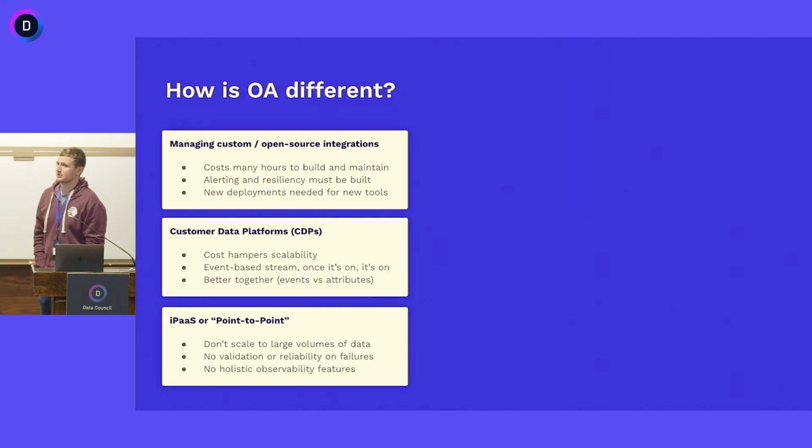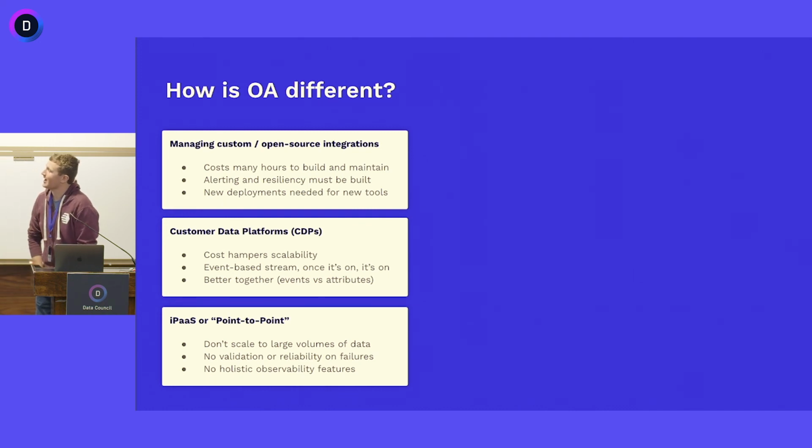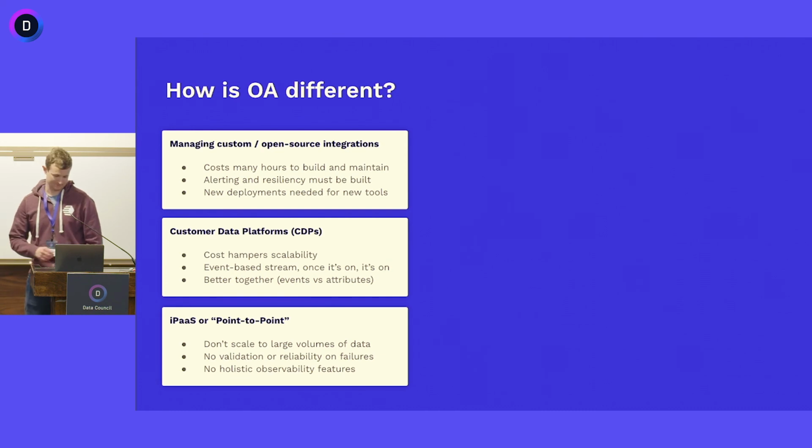Often costs will scale as data volumes scale. As your customer base grows, the cost for a CDP often grows proportionally to the growth rate of your customers, almost penalizing you for being successful. And then iPaaS, or point-to-point, follows a similar event-based general model. You don't have as much observability into when they fail. They tend to fail silently, and you don't have holistic observability features or reliability when things fail.